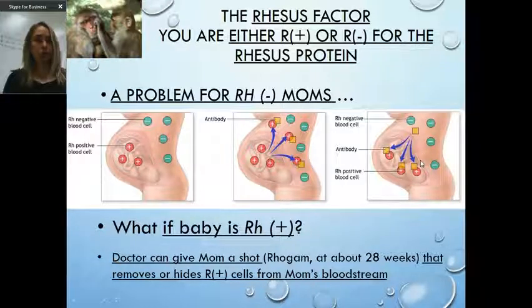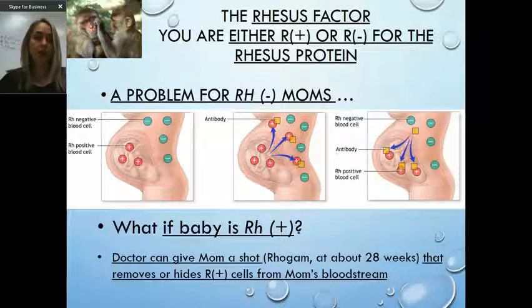And so what you have to do to protect that pregnancy, to protect the baby, is that a doctor will give you something called a RhoGAM shot about 28 weeks into your pregnancy, and it can hide those positive rhesus protein cells from the mom's bloodstream so that it's not attacking the baby.